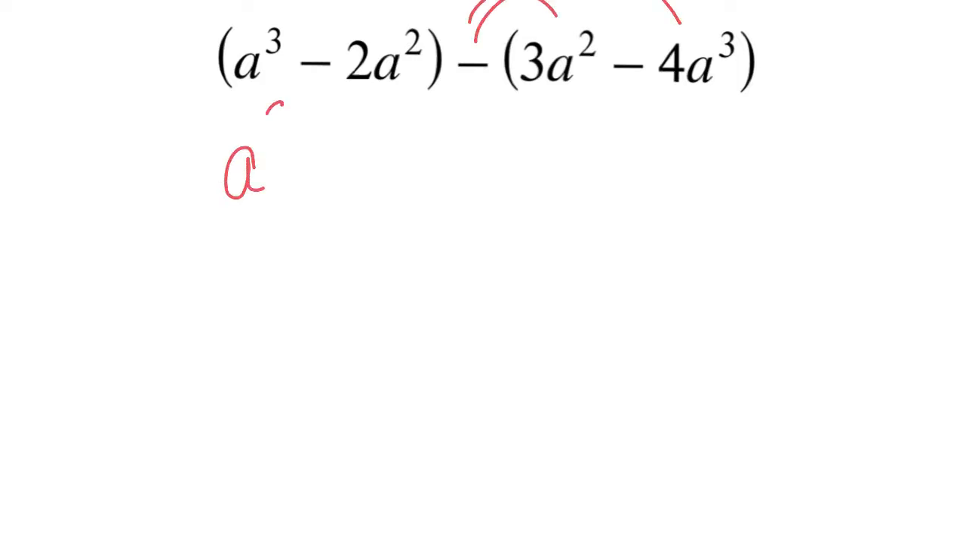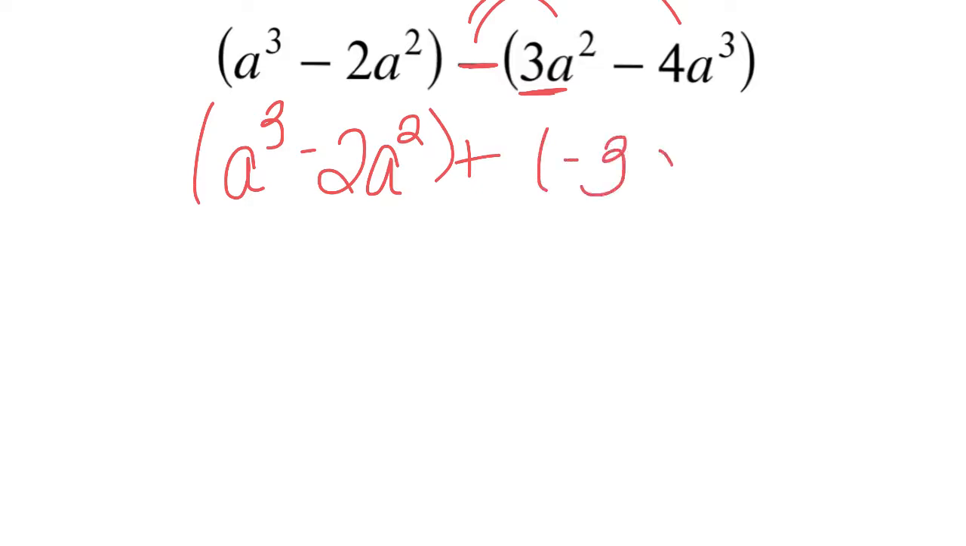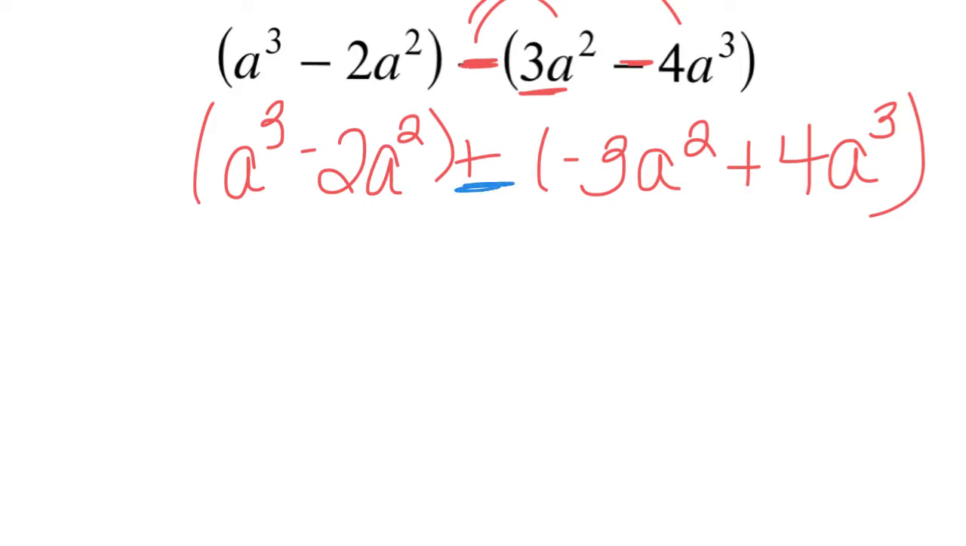So I have a cubed minus 2a squared, and it's going to be a plus because now I'm distributing out that negative. Negative times positive is a negative. And then a negative times this negative is a positive. So essentially, all I did was change the signs. I changed the positive 3a squared to a negative 3a squared, and I changed the negative 4a cubed to a positive 4a cubed. So I switched them to the inverse, which did what I really wanted it to do. It allowed me to have this plus sign in the middle.